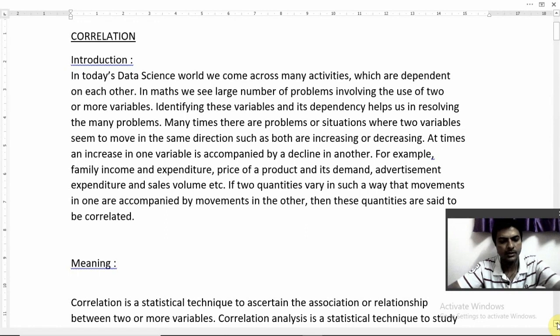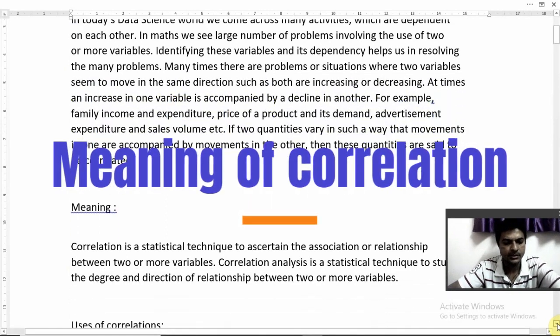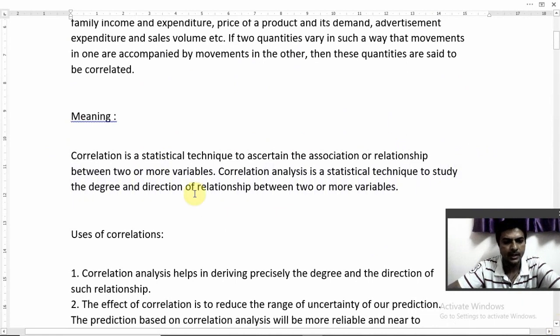So let us go to the meaning, which is very important. Correlation is a statistical technique to assert the association or relationship between two or more variables. Correlation analysis is a statistical technique to study the degree and direction of relationship between two or more variables. Yes friends, this is very simple. Here we can see the correlation when we come across statistical measures.